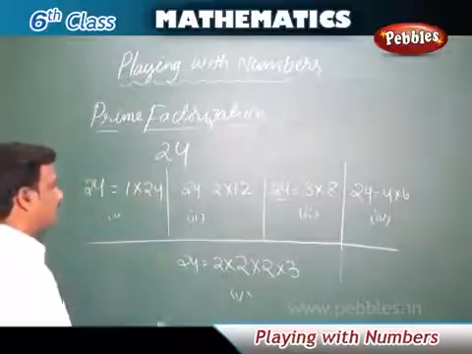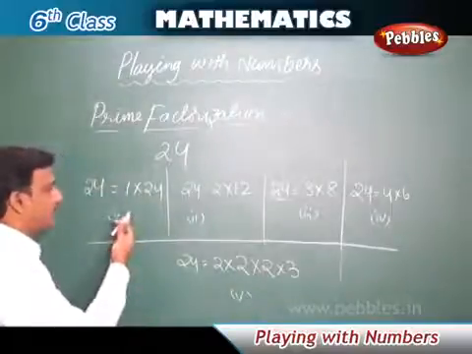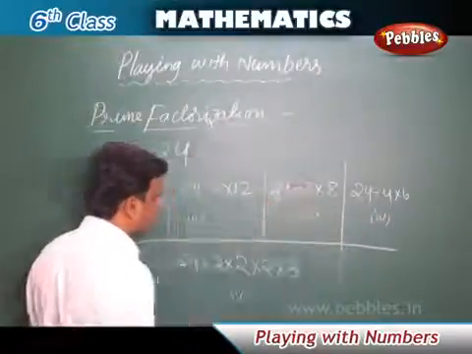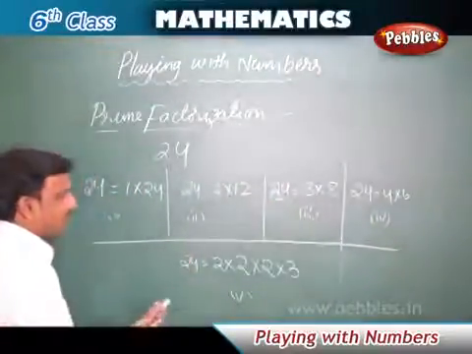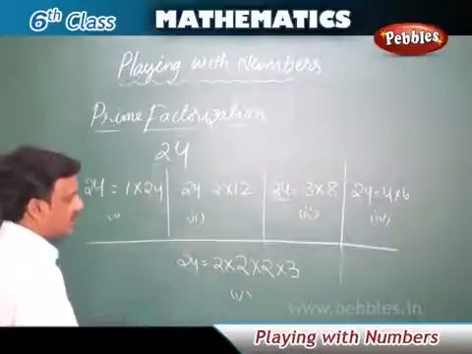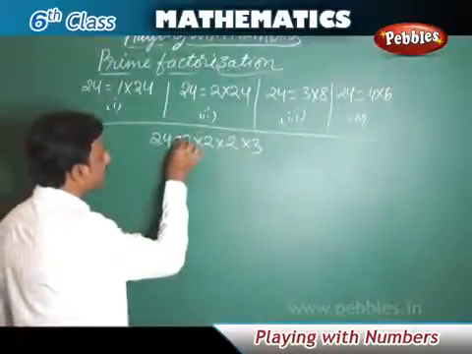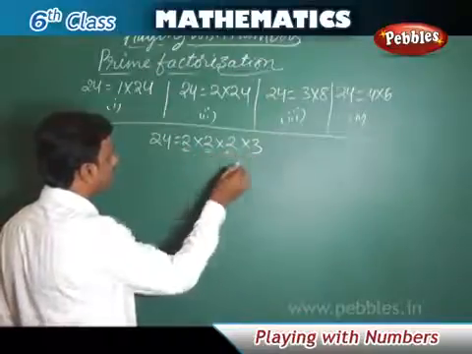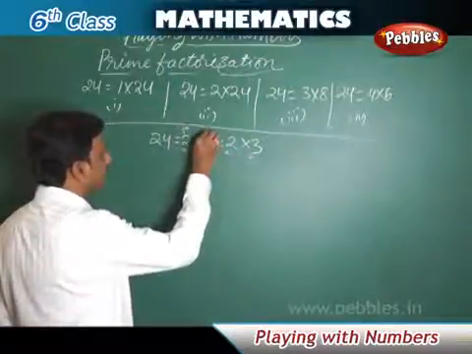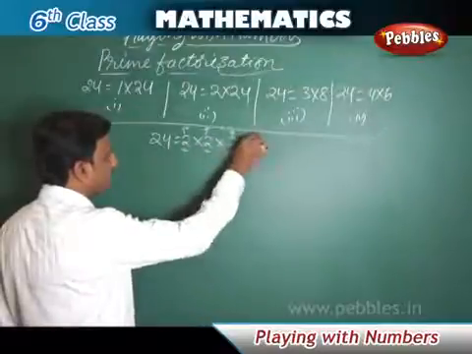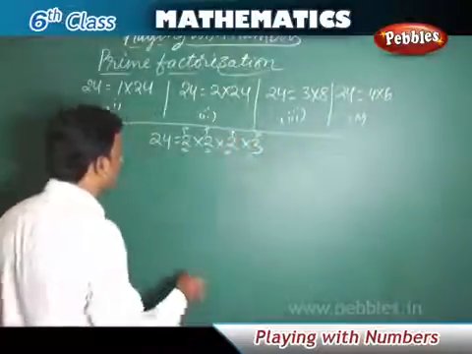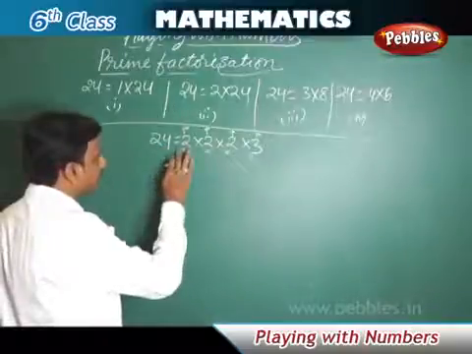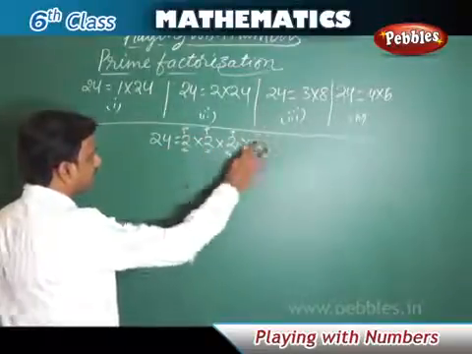Now let us observe the difference. Here also 24 is factorized. Here also it is factorized. So everywhere the factorization is done and the factors are written. But in this case, 24 is equal to 2 into 2 into 2 into 3. So 2 is a prime number, and this 2 is a prime number, this is a prime number, this is a prime number. So when 24 is factorized here, all these factors are prime numbers.